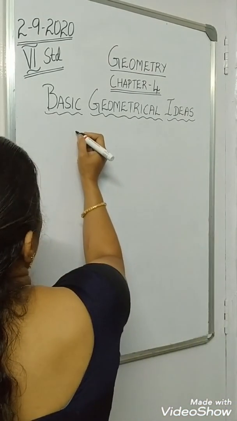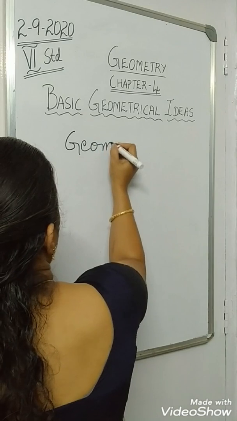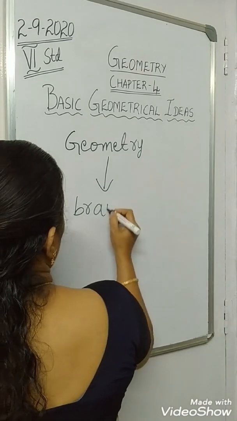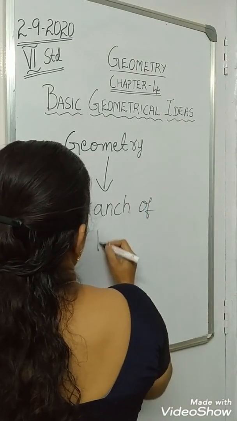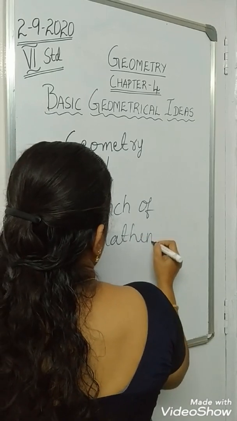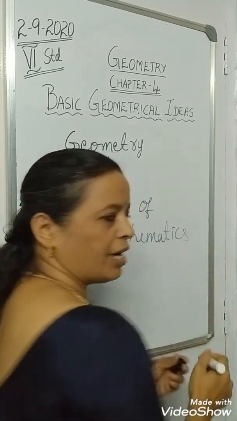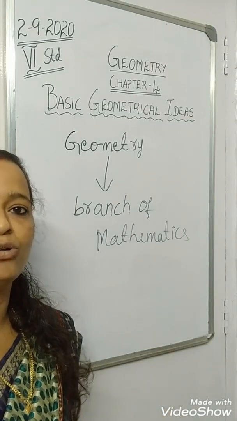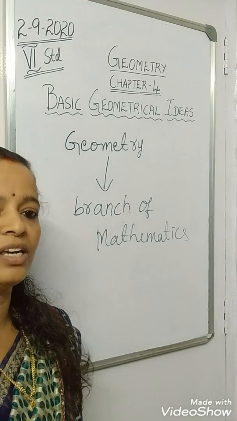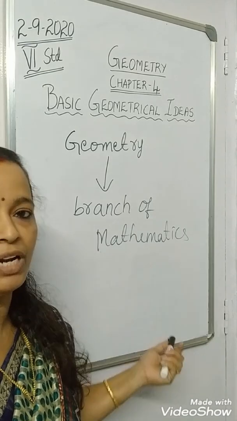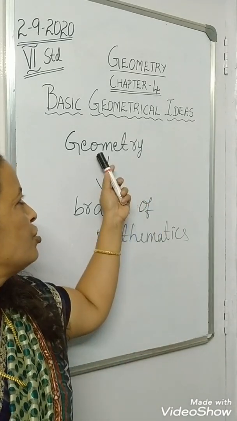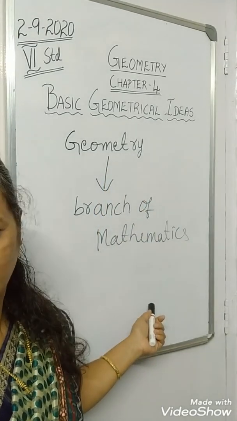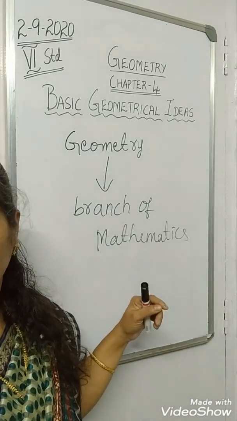What do you mean by geometry? Geometry is a branch of mathematics. As you have in science, physics, chemistry, biology, as well as in social you have history, civics, geography, in the same way, even in mathematics we have many branches. One of the branches is geometry, which deals with shapes and figures.